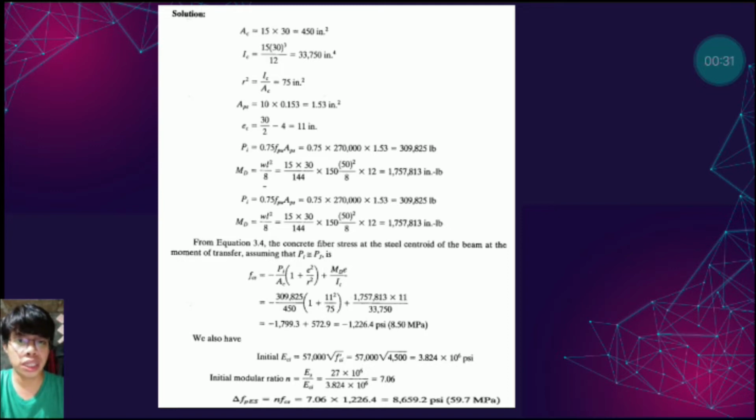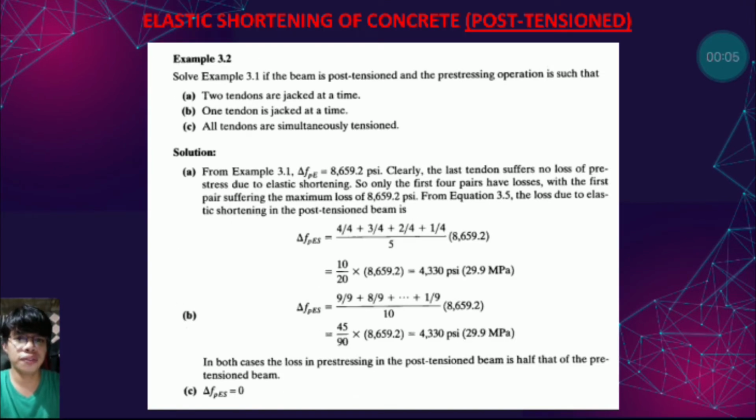Subsequently, we will get the initial modular ratio N by the equation ES divided by ECI. So that's 27 times 10 to the 6 divided by 3.824 times 10 to the 6. Our N will be 7.06. Inputting those values to our loss due to elastic shortening equation, 7.06 times 1,226.4, our loss of pre-stress due to elastic shortening is 8,659.2 psi.